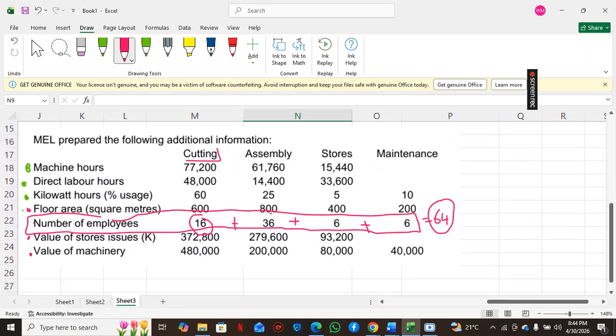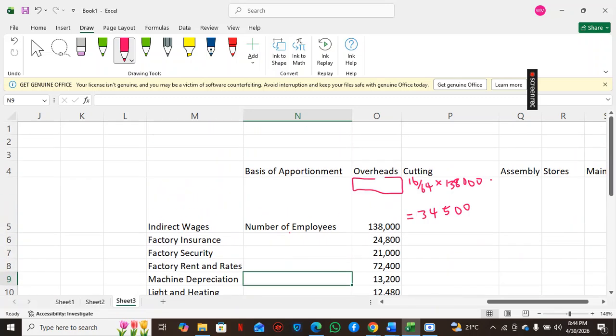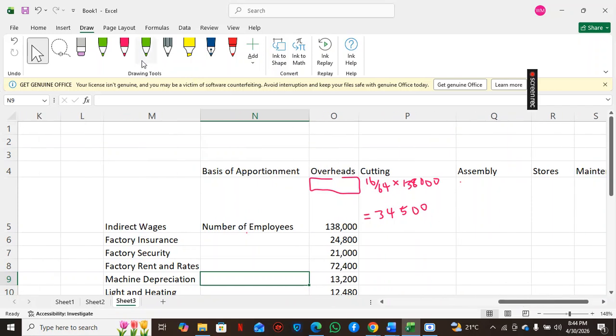Assembly, you're going to say 36 over 64 times 138,000. Okay. 36 over 64 times 138,000. That gives 77,635.